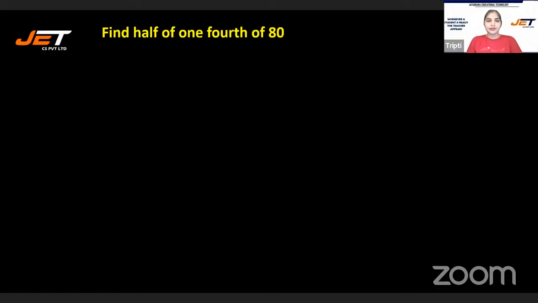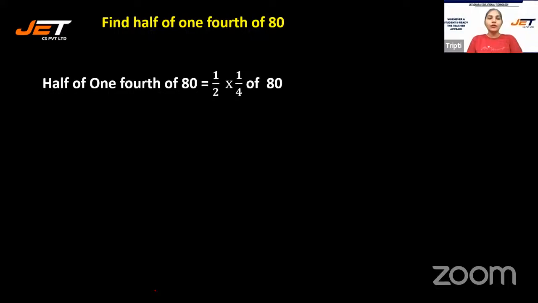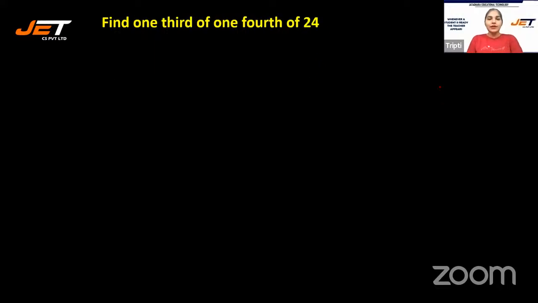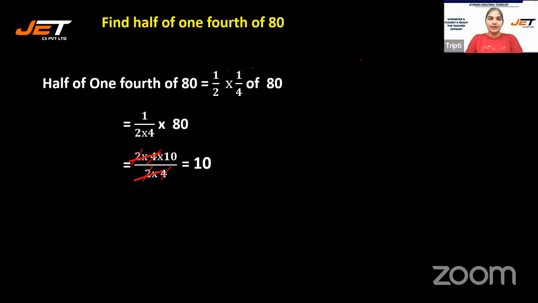I hope it's done. So here, half of 1/4 of 80. Half of means times, 1/4 of means times, and 80. So 1 times 80 over 2 times 4. 2 cancelled, 4 cancelled. What is the answer? 10. Half of 1/4 of 80 is 10. If you got this answer, that means you are doing great.